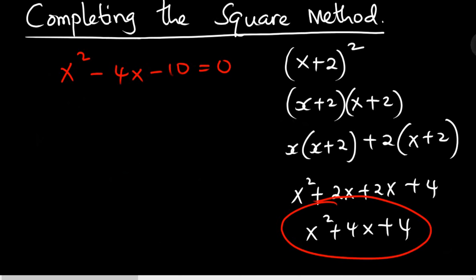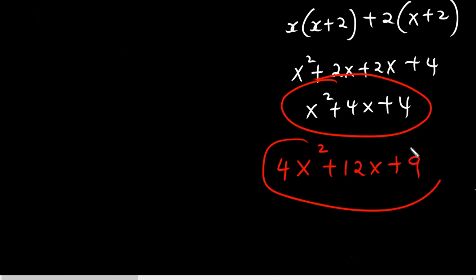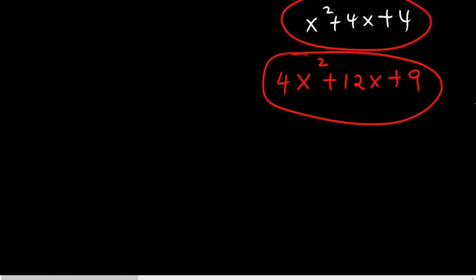Okay? Then let's also look at another one. We can also have 4x squared plus 12x plus 9. So this is a perfect square. How do we know it's a perfect square? It is a perfect square because it is the square of 2x plus 3. So 2x plus 3 squared is this one. So this is a perfect square.